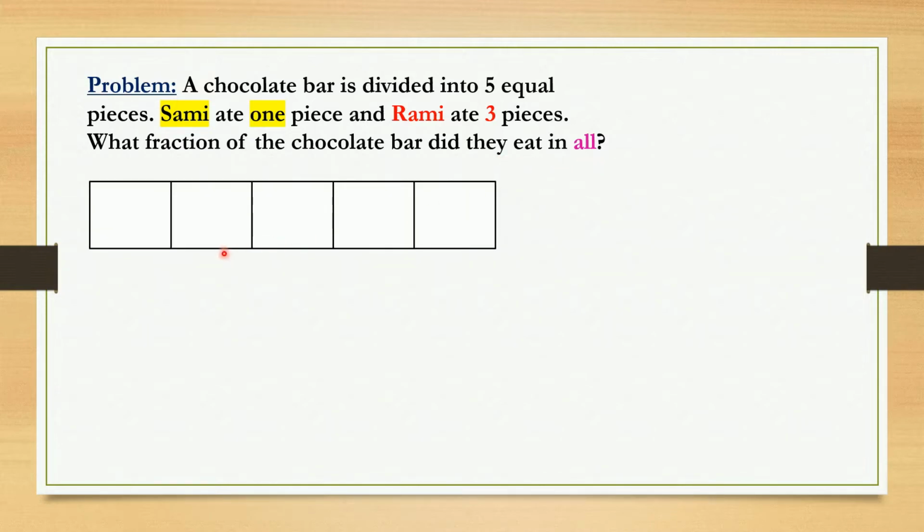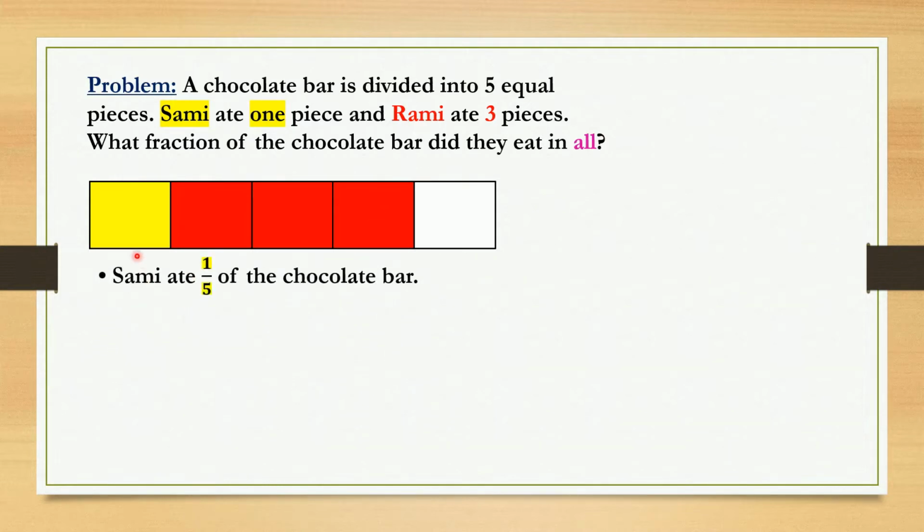So first, let's draw a figure representing this problem. Here we have a chocolate bar that is divided into 5 equal pieces. Sami ate 1 piece and Rami ate 3 pieces. So Sami in fact ate 1 piece out of 5, so he ate 1/5 of the chocolate bar, and Rami ate 3 pieces out of 5, so Rami ate 3/5 of the chocolate bar.